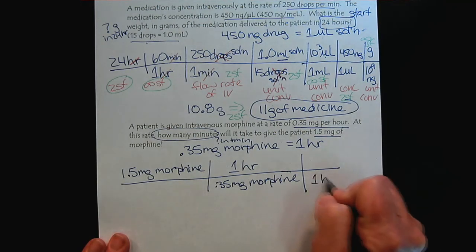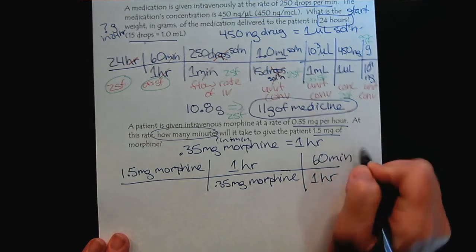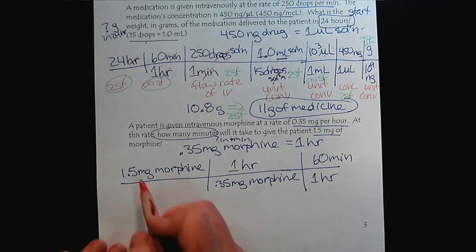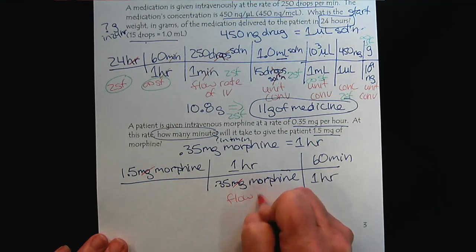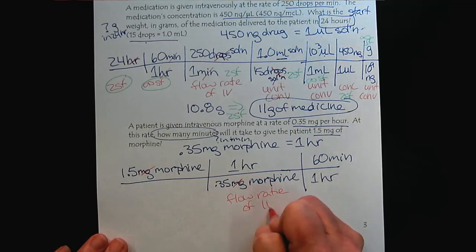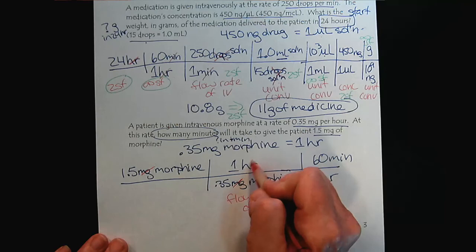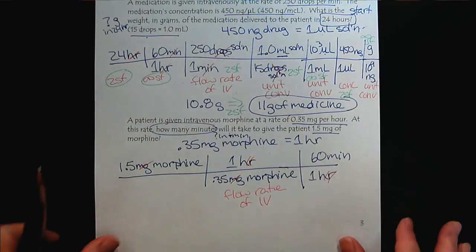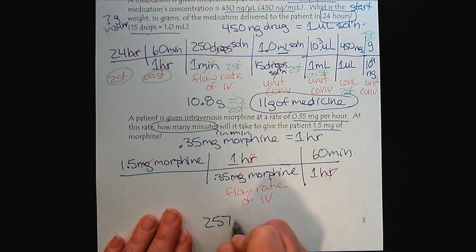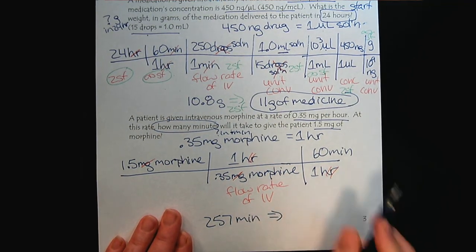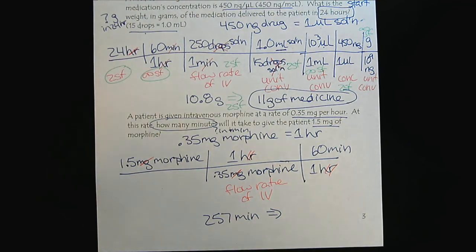So then, of course, 1 hour is 60 minutes. So we took the dosage of drug required and then used the flow rate of the IV to get to time. And then we used our definition of time to get the final answer. So the units have indicated our setup is correct. So we'll punch these values into our calculator, and it will take 257 minutes for the patient to receive 1.5 milligrams of morphine.